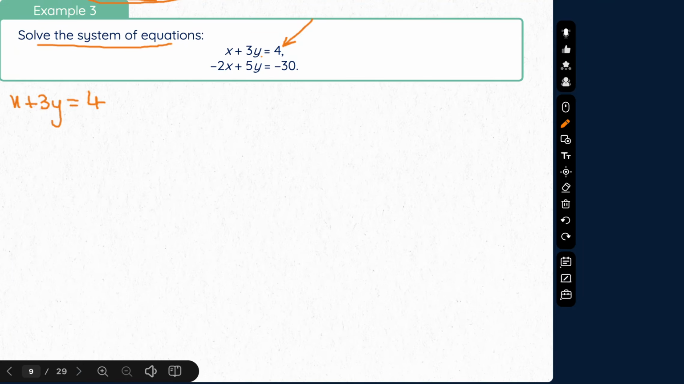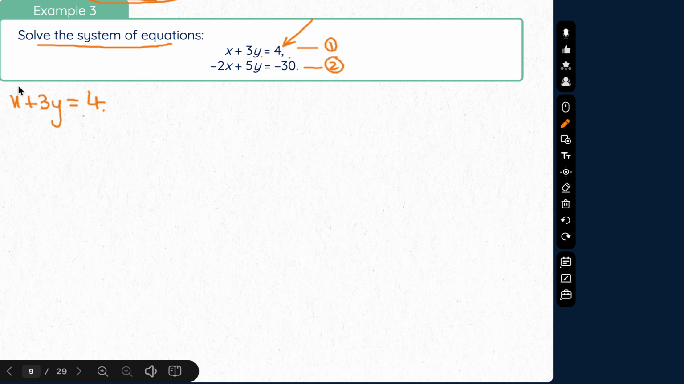Okay, so this is solving by substitution. Solve the system of equations x plus 3y is equal to 4, and the other equation is negative 2x plus 5y is equal to negative 30. Let's call this the first equation, this the second equation, right? I can write the first equation like this: x plus 3y is equal to 4.